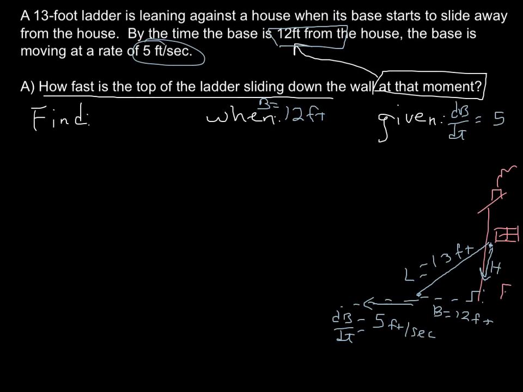So our find is how fast is the top of the ladder sliding down. That's how fast this height is changing, so we want to find dH/dt. Now, it doesn't matter which letters you use. You get to assign your own letters. There's nothing in the problem that has them assigned. So you can use A, B, C, you can use X, Y, Z, whatever you want to use. I just chose to use B for base, H for height, and L for ladder.